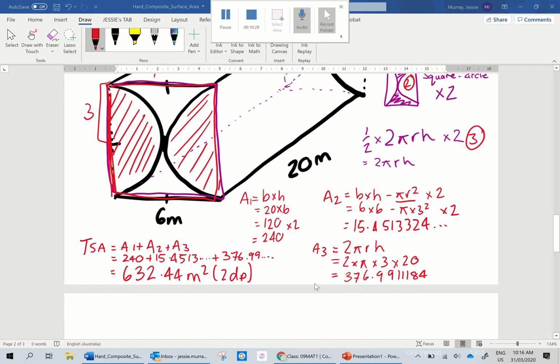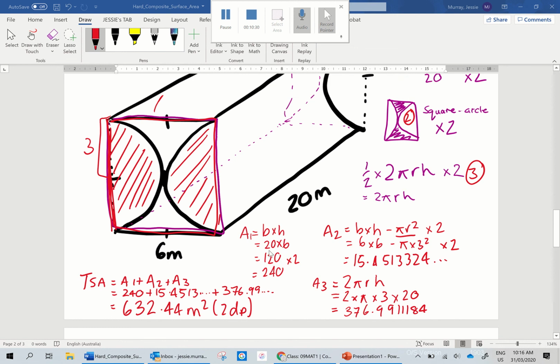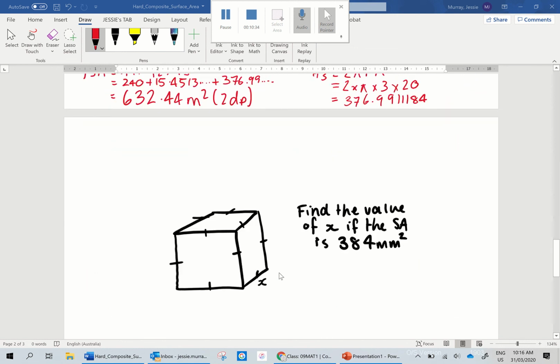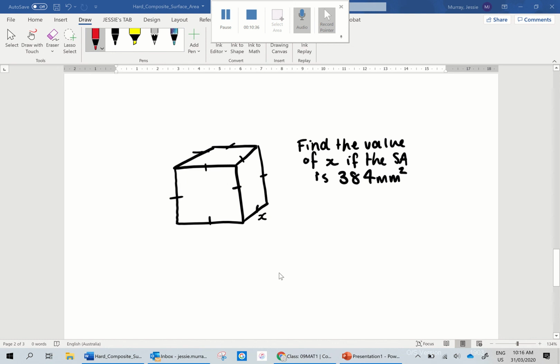So again, if you didn't get that, now is where you pause the video, you look at all the numbers you got, all the numbers I got, and look at what was different. Okay, we have done one like this before.